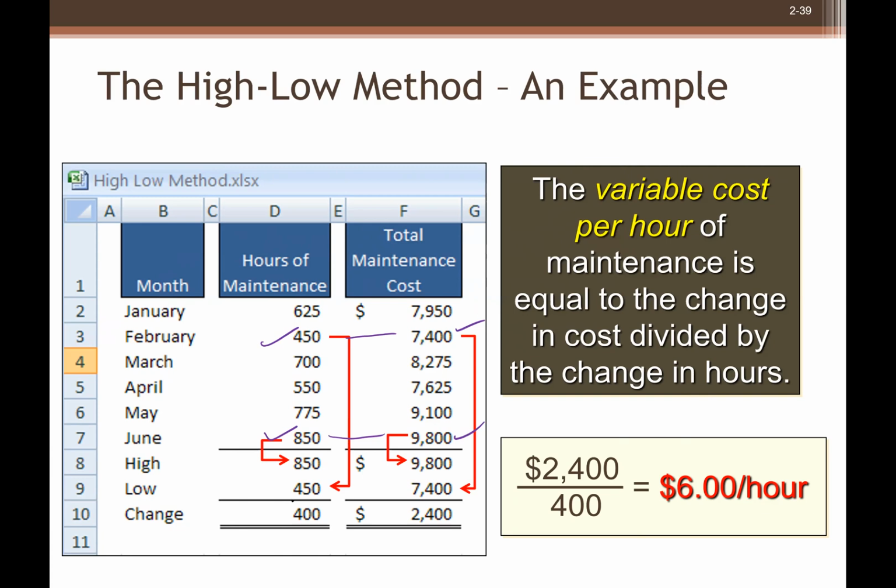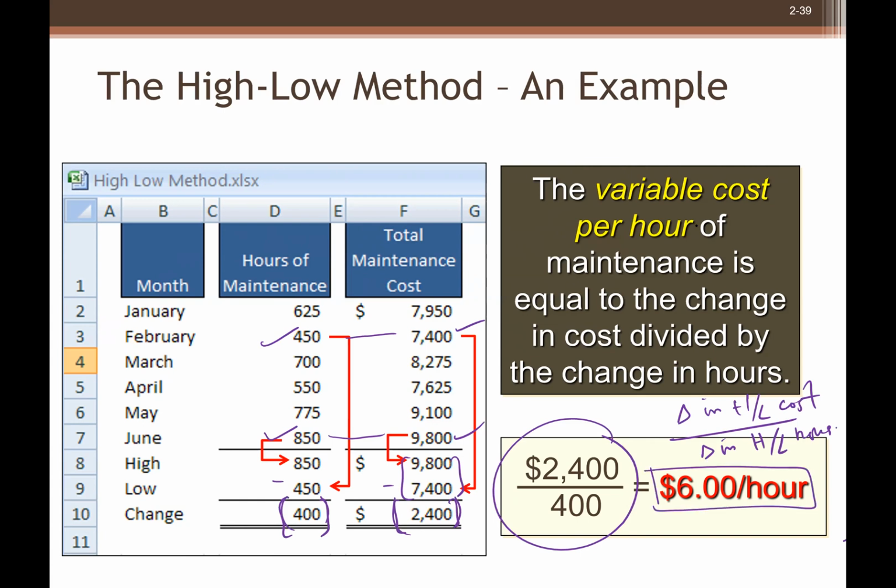What we have to do is find the difference between high and low. The difference between the high and low of the hours: 850 minus 450, answer is 400. The difference between the highest cost and lowest cost is 9800 minus 7400, which is 2400. Now you have to find the per unit cost. The change in cost divided by change in hours: 2400 divided by 400 gives you the variable rate. So the variable cost per hour of maintenance is 6.